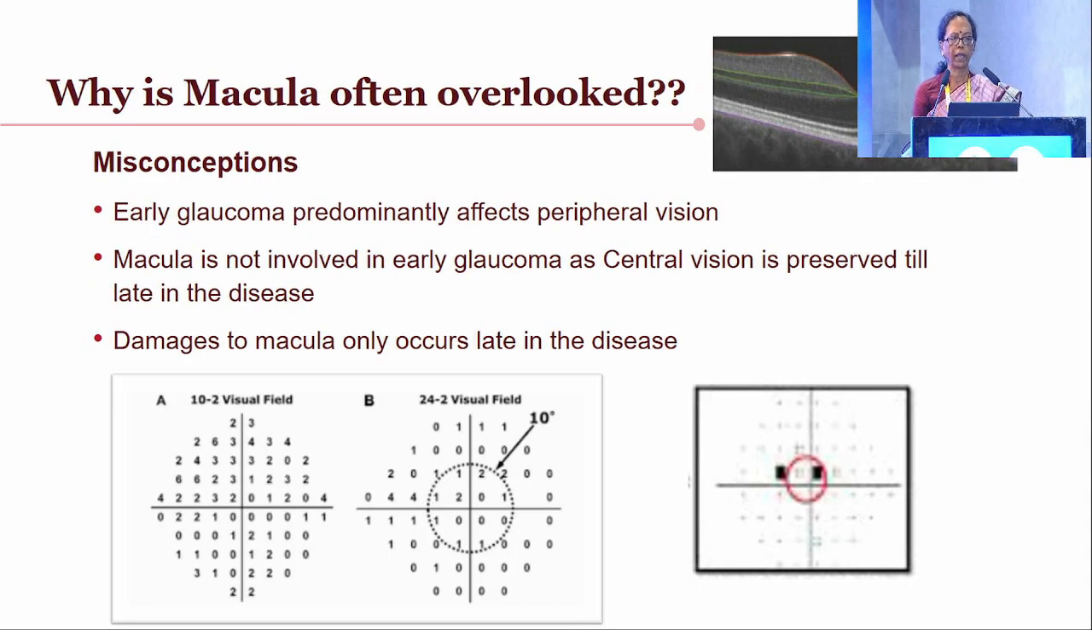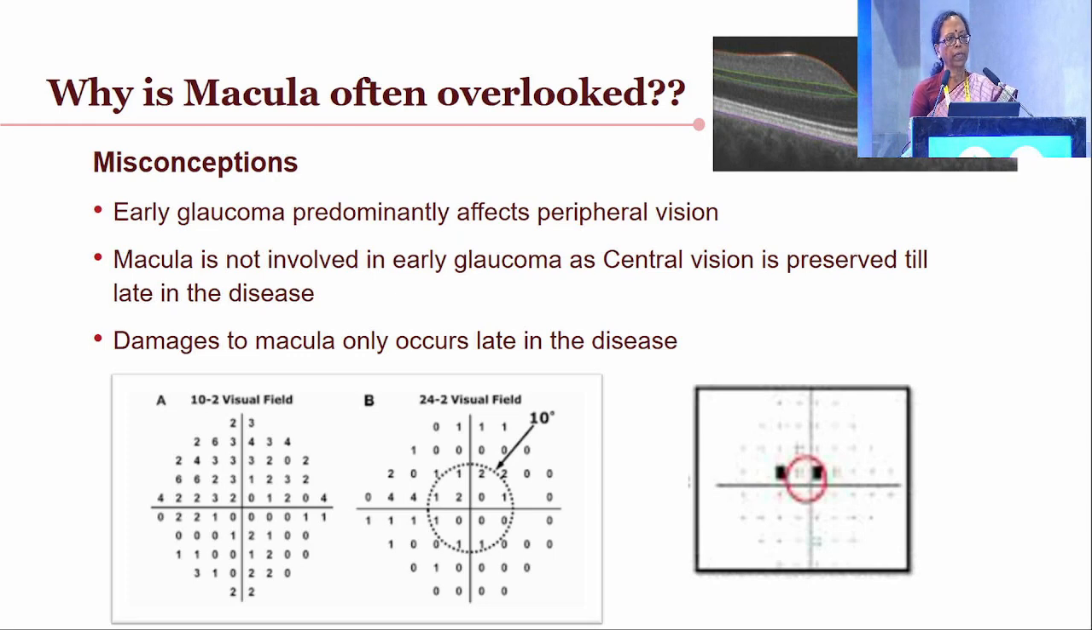So why was the macula often overlooked in previous years? Because of certain misconceptions. We were traditionally using the 24-2 field test, which only had 10 points in the central 10 degrees. The central vision was not well differentiated in perimetry. So we were missing the early changes in the macula.